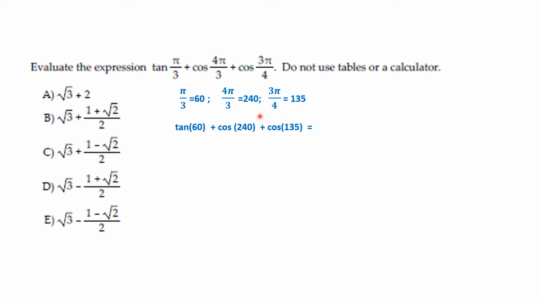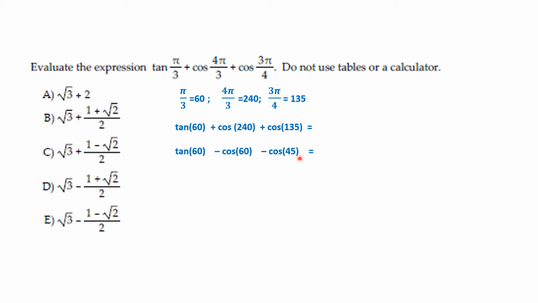So we can just rewrite: instead of tan pi over 3 it will be tan 60, and similarly there will be cosine 240 and cosine 135. These we could put as representatives. This will remain the same, tan 60, but over here cosine 240 is equal to negative cosine 60, and cosine 135 is equal to negative cosine 45.